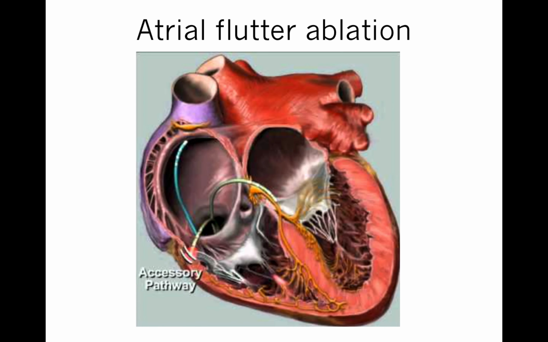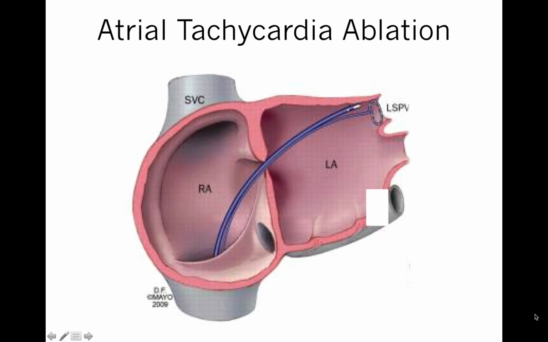If there's an accessory pathway, likewise, we can target the pathway with ablation and burn the pathway. If an arrhythmia is occurring on the left side of the heart, you can make a transeptal puncture or cross through a PFO and access the left atrium.